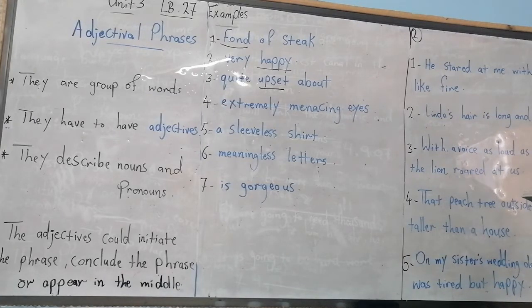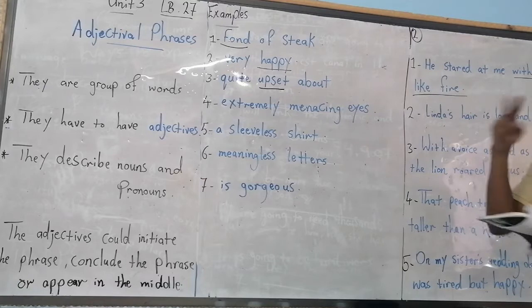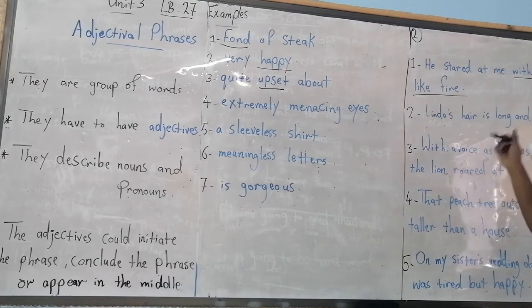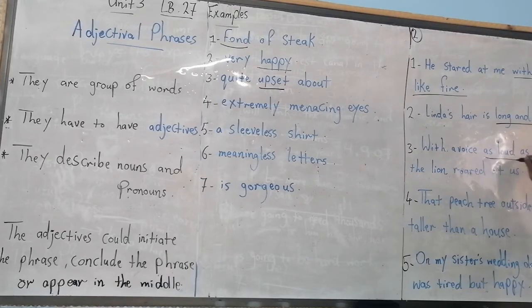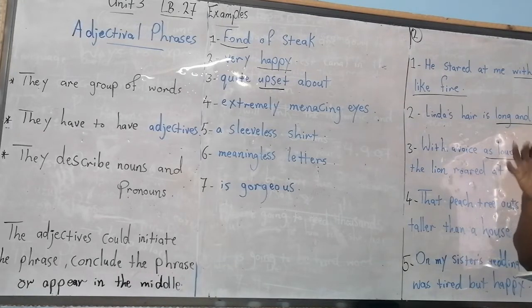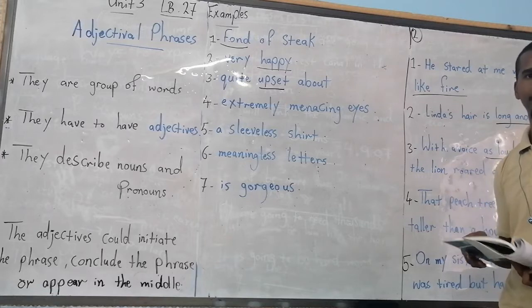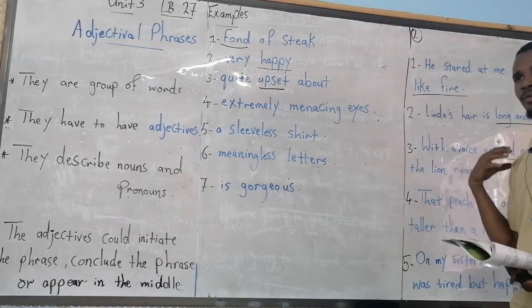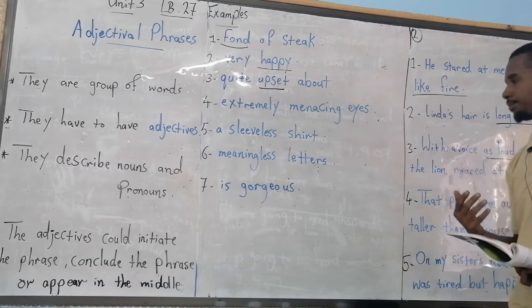He stared at me with eyes like fire. I made an example for with eyes like fire. All of you did it, and I think I checked some of your notebooks. I'm not sure all the notebooks, but some of them. Right? With eyes like fire, this is our adjectival phrase. So, we can say, He stared at me with eyes like fire. What about long and curly? Linda's hair is long and curly. As loud as thunder. Example, with a voice as loud as thunder, the lion roared at us. You remember the lion's roar? Very loud sound, as loud as thunder. So they describe the sound of the lion.